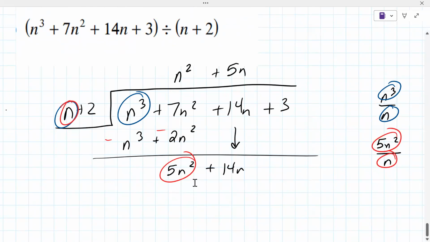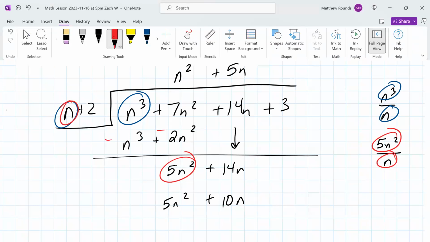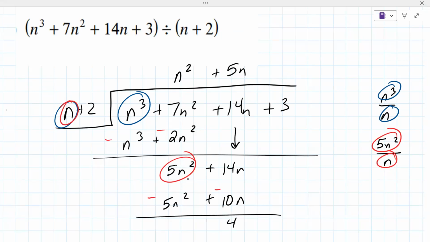Yes. Whatever is up here is called the quotient, and it's what you multiply by. You're trying to figure out what you multiply n by to get 5n squared so that you can get rid of it. So 5n times n becomes 5n squared. You always cancel the leading coefficient. So is it 5n squared plus 10n? Close, 5n squared plus 10n. Then you subtract, or change the signs. So then it would be 4n plus 3.